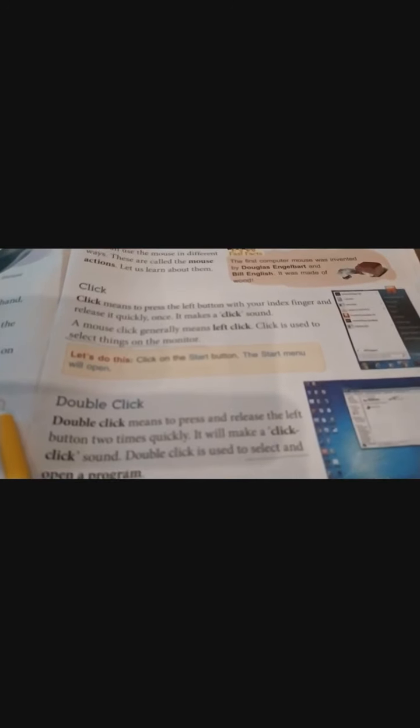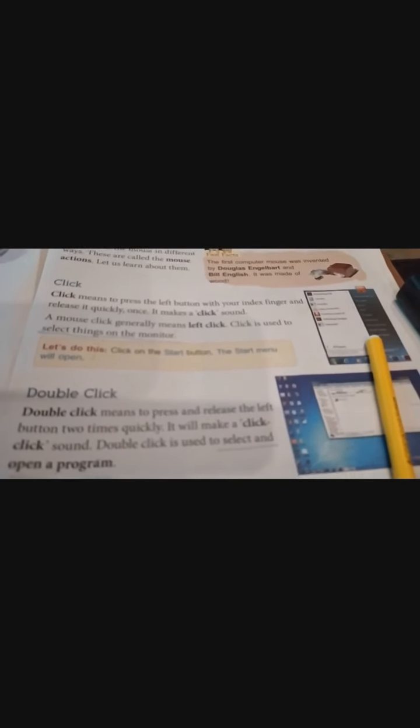Now we will learn about some mouse actions. You can use the mouse in different actions. So there are different mouse actions. Like the first one is click. Simple click. Click means to press the left button with our index finger and release it quickly once. It makes a click sound. A mouse click generally means left click. Click is used to select things on the monitor.